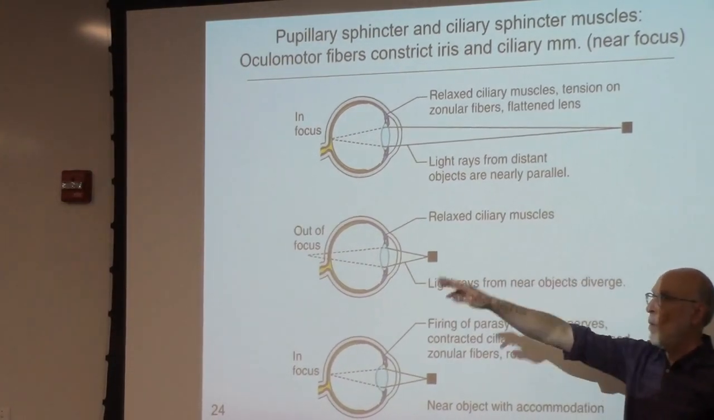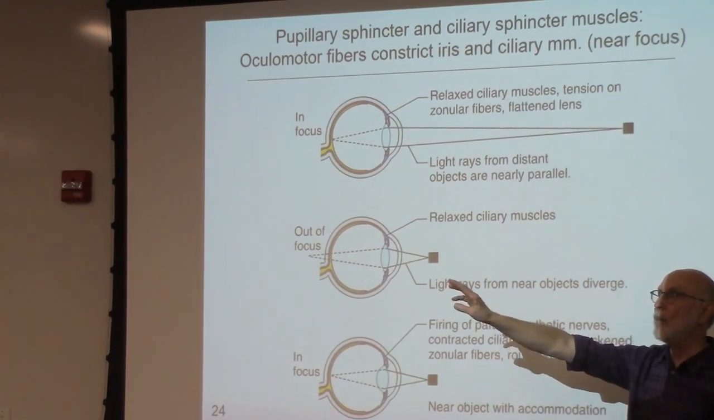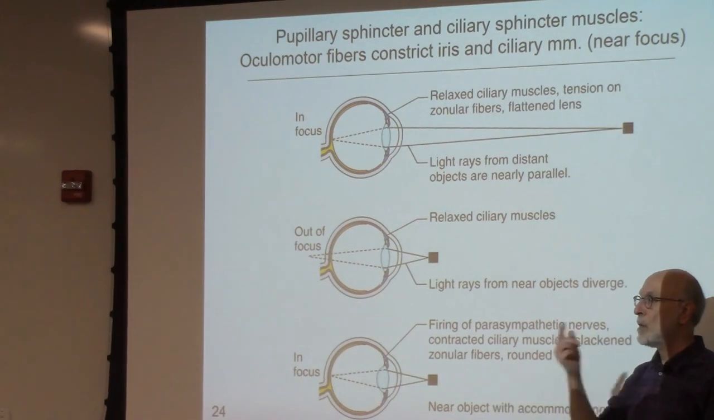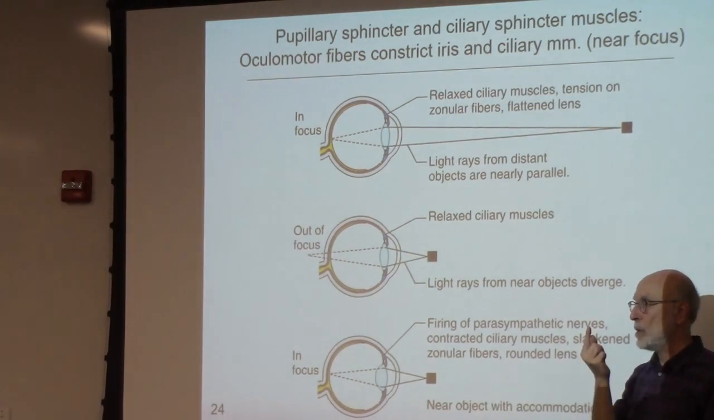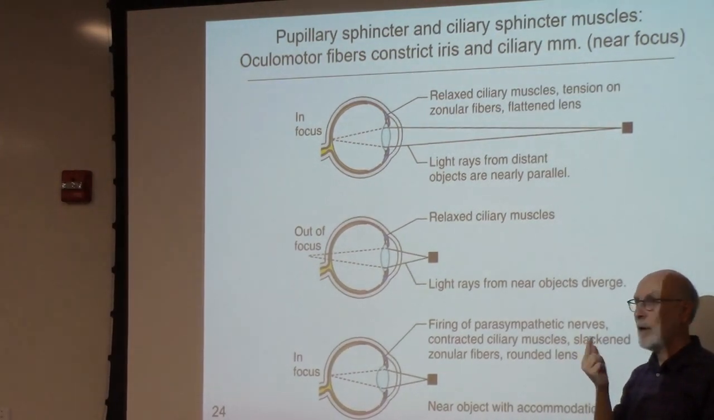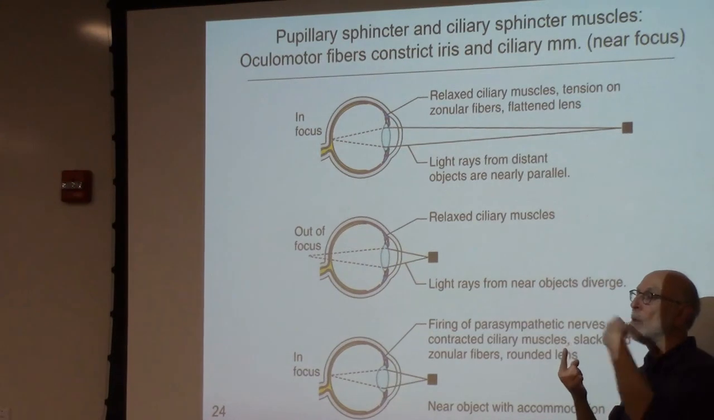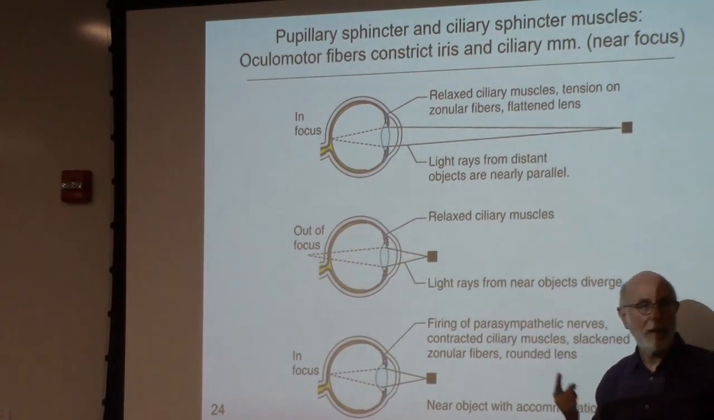So when I focus on a distance, I am relaxing my ciliary muscles. And when I focus on a near object, I am contracting my ciliary muscles. And I'm doing it unconsciously. Unless I say, okay, I'm going to put my gaze here, but I'm really going to focus back here.